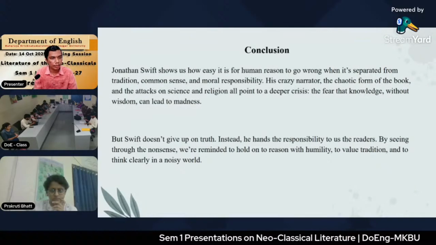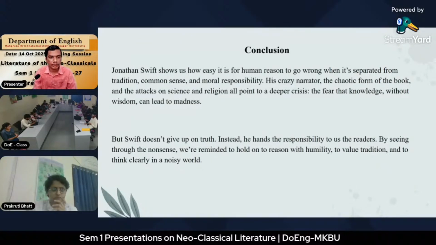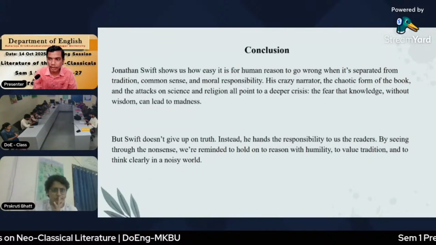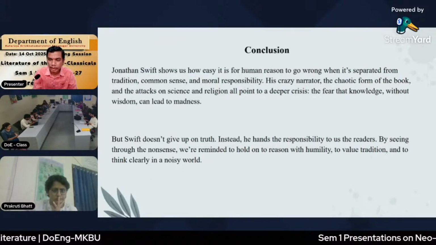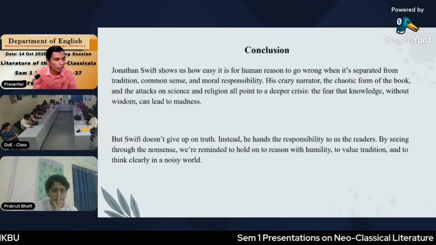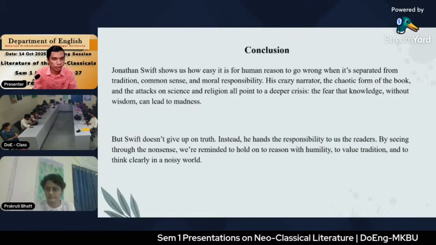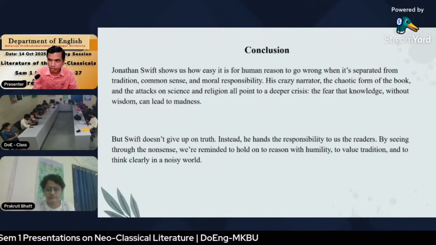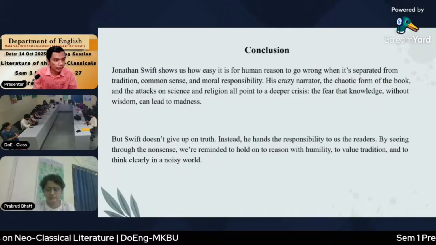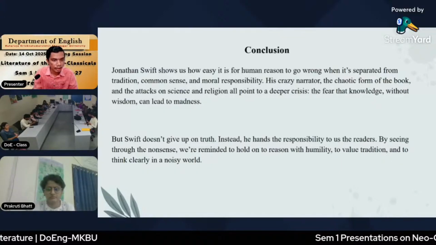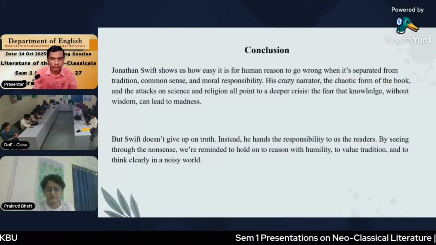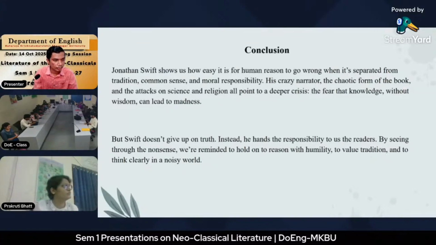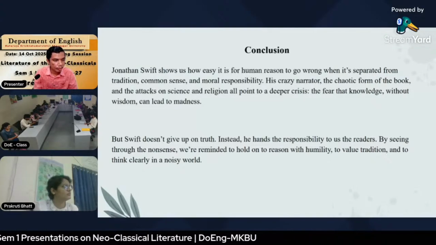Conclusion: Jonathan Swift shows us how easy it is for human reason to go wrong when it is separated from tradition, common sense, and moral responsibility. His crazy narrators, the chaotic form of the book, and the attack on science and religion point to a deeper crisis: the fear that knowledge without wisdom can lead to madness.